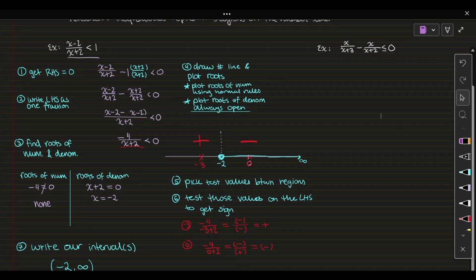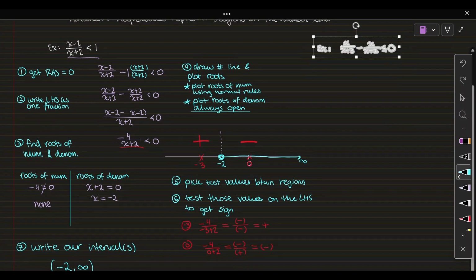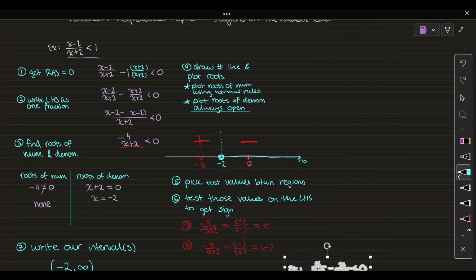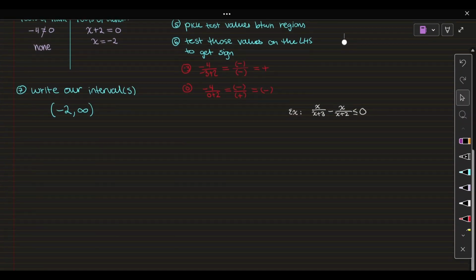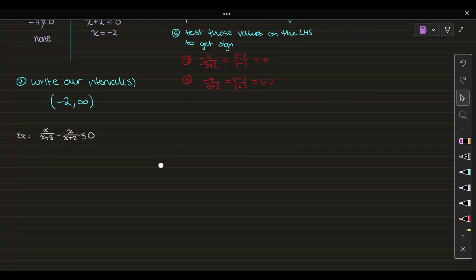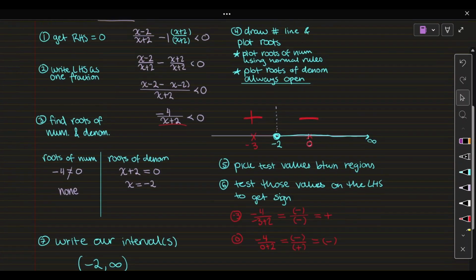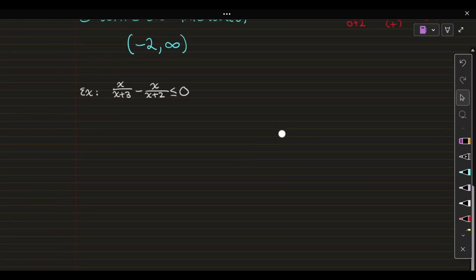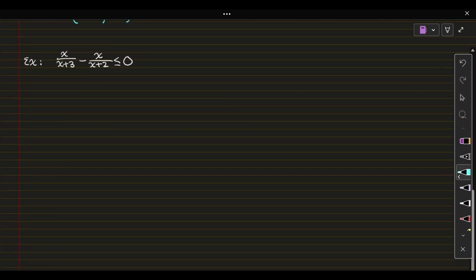So we're going to move on to this next example here. I think I'll go ahead and put it underneath, just that way we're taking up less space horizontally. Okay, so let's remember our steps. So our first step is to get the right-hand side as 0. So 1, get the right-hand side equal to 0. It's already done for us for free, right? Now step 2 is to get the left-hand side as 1 fraction.